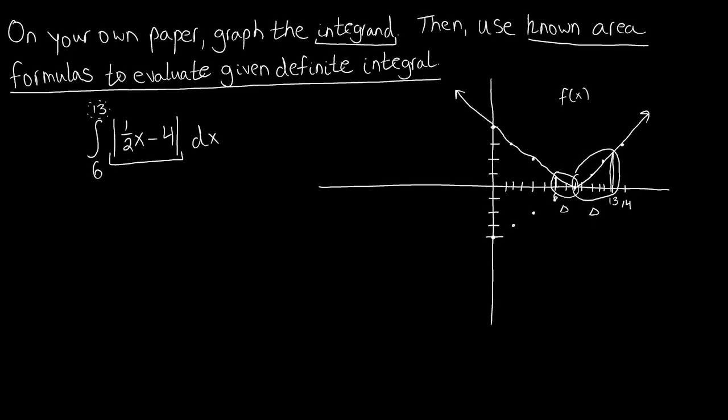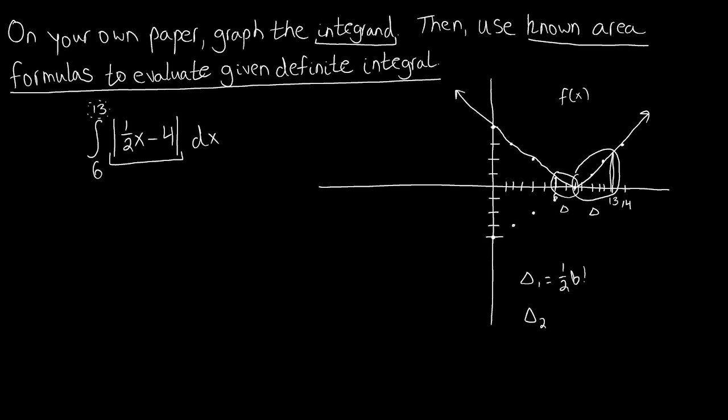So what we're going to end up having is the area of this triangle plus the area of this triangle, right? To find the area under our curve and above the x-axis, we're going to find the area of this triangle and the area of this triangle, add them together, and that will give us the area under the curve. So let's think about how to find the area of our different triangles.